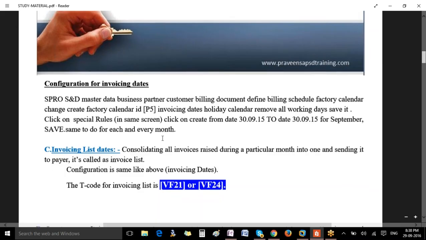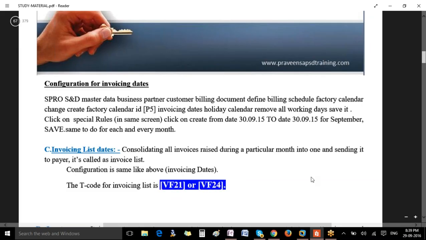The next is invoicing list dates. It's nothing but consolidating all the invoices raised to a particular payer in a month and sending that to the payer. If you raised 100 invoices, consolidate them, make it one invoice and send it to the payer. That is invoicing list dates. You create an invoicing list with the transaction codes VF21, VF24.